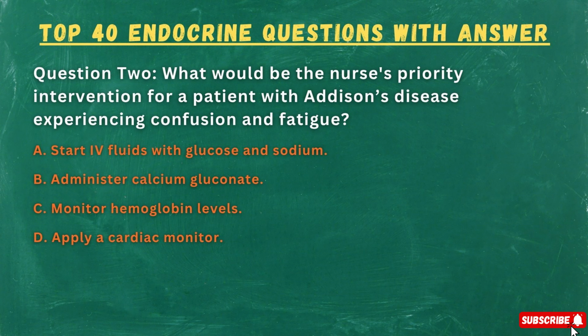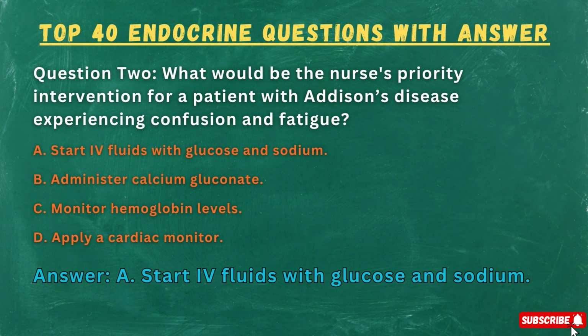Question 2. What would be the nurse's priority intervention for a patient with Addison's disease experiencing confusion and fatigue? A. Start IV fluids with glucose and sodium. B. Administer calcium gluconate. C. Monitor hemoglobin levels. D. Apply a cardiac monitor. Answer: A. Start IV fluids with glucose and sodium.